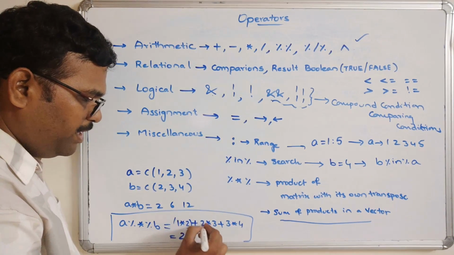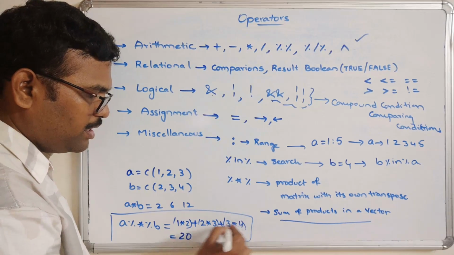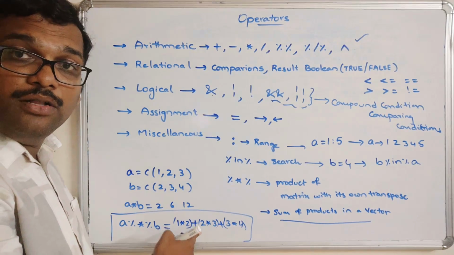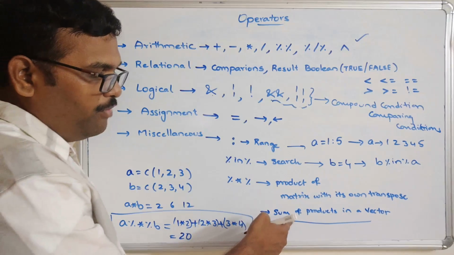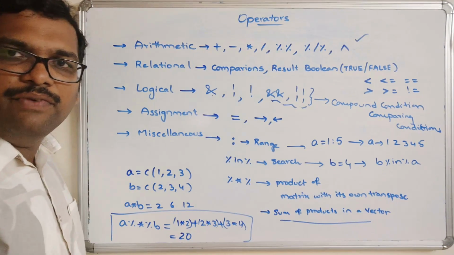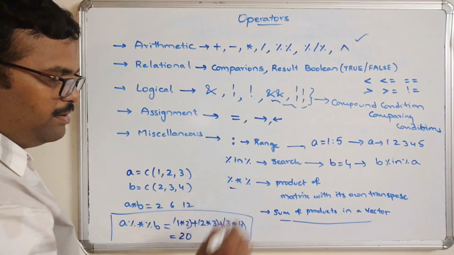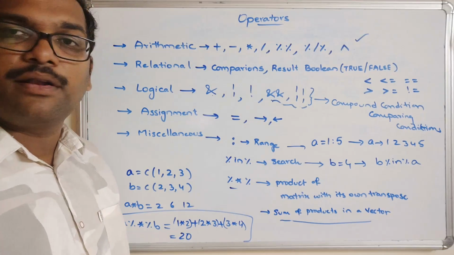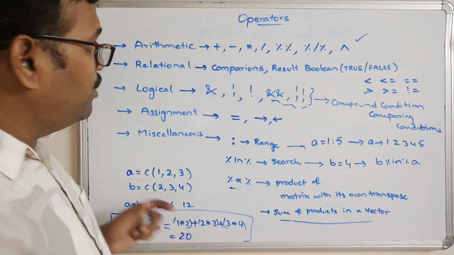So this is the first element, this is the second element, this is the third element. So we are adding all these three elements. So it is the sum of products of elements in a vector. So this is the third miscellaneous operator, right? Hope you understood this.